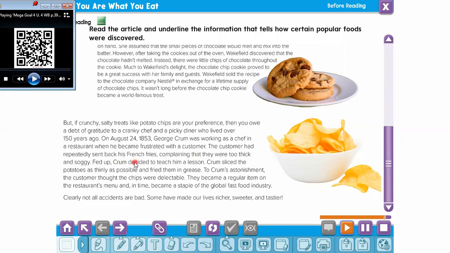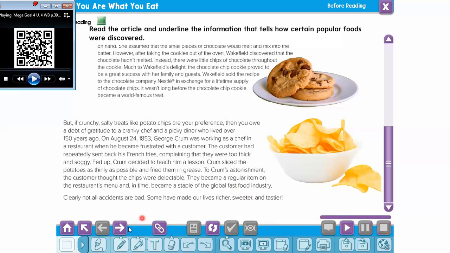Crumb sliced the potatoes as thinly as possible and fried them in grease. To Crumb's astonishment, the customer thought the chips were delectable. They became a regular item on the restaurant's menu and, in time, became a staple of the global fast food industry. Clearly, not all accidents are bad. Some have made our lives richer, sweeter, and tastier.